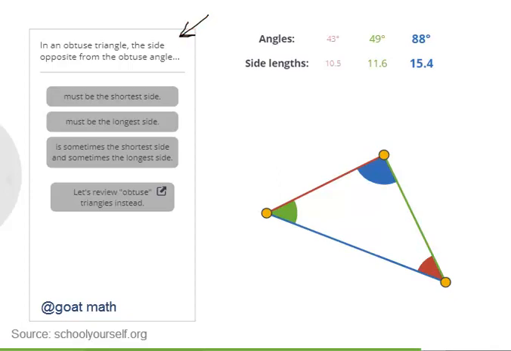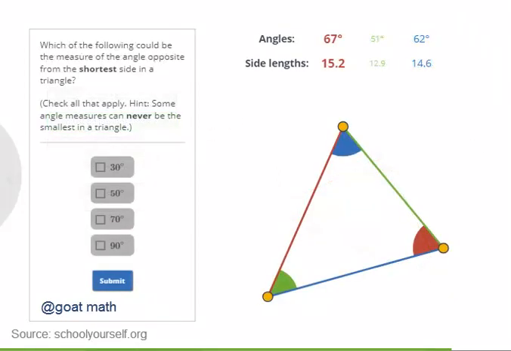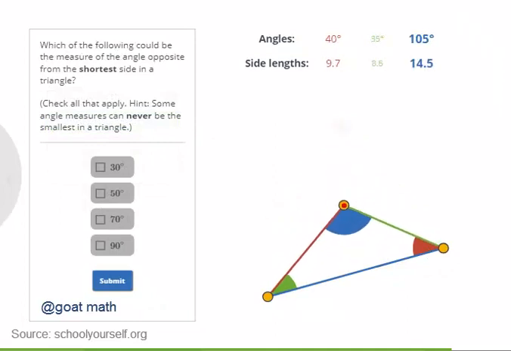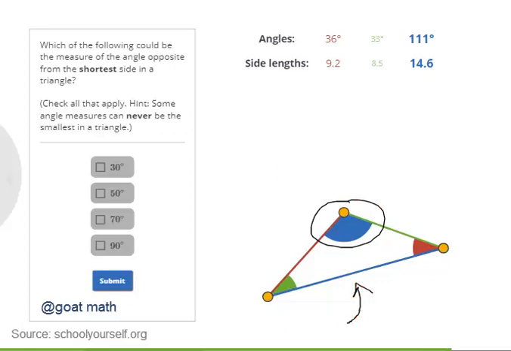In an obtuse triangle, meaning a triangle with an obtuse angle, the side opposite from the obtuse angle must be what? The shortest side? The longest side? Or could it be either one? Excellent! So in an obtuse triangle, like this one, the obtuse angle is always the largest angle. So that means its opposite side must be the longest side.